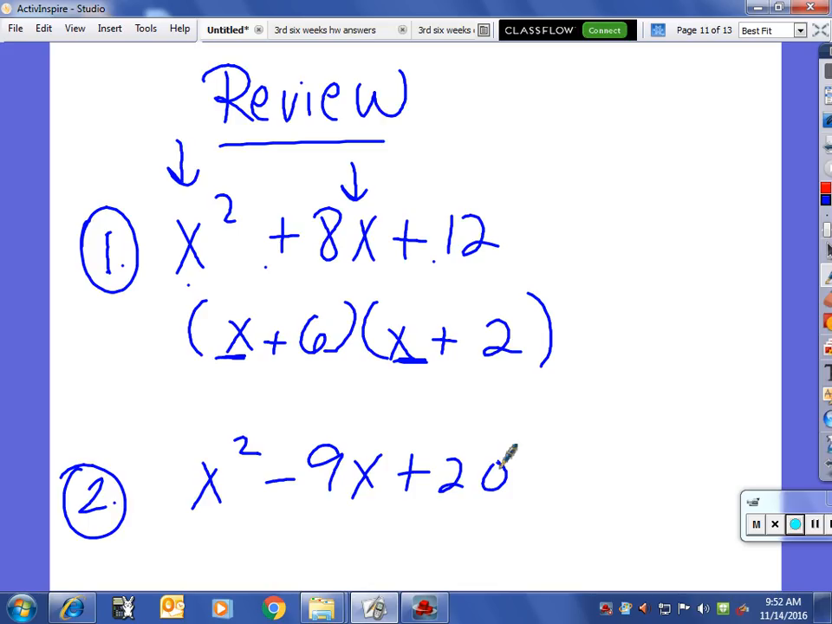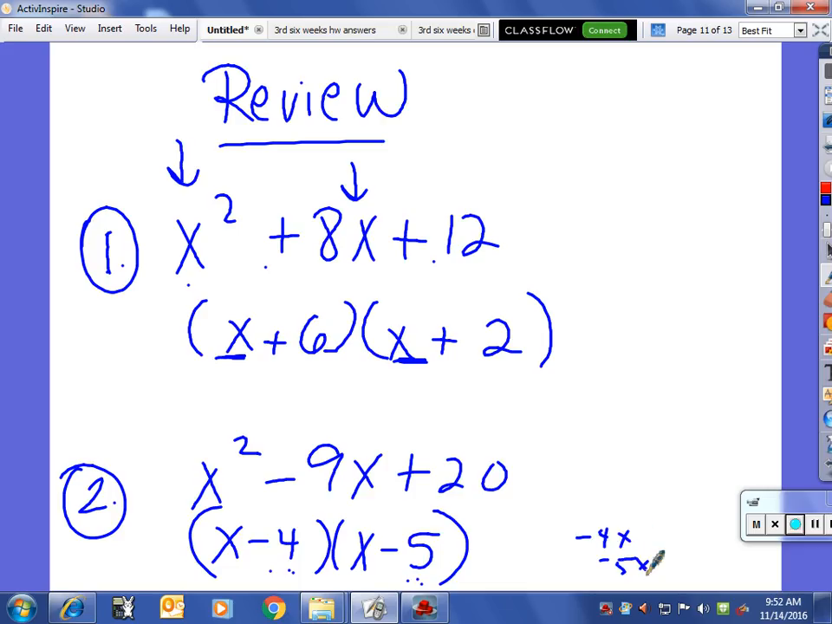Now, they have to add up to a negative 9. So what would both signs have to be? Yeah, it'd be minus 4 and minus 5. That would give me a positive 20 on the end. And I'd get negative 4x and negative 5x from the inside and outside. And that adds up to negative 9x.